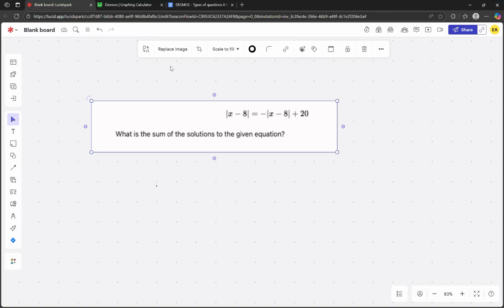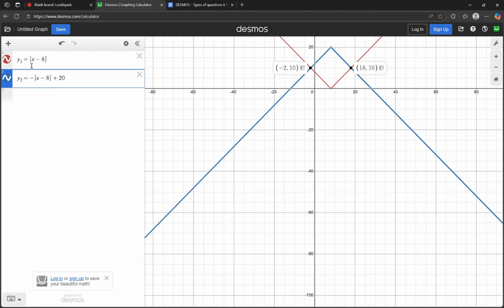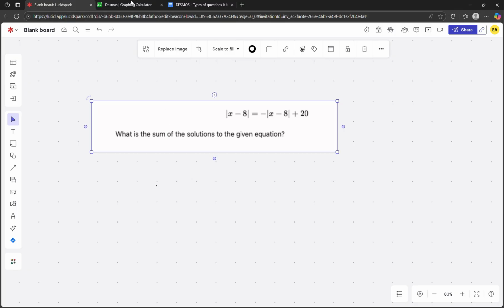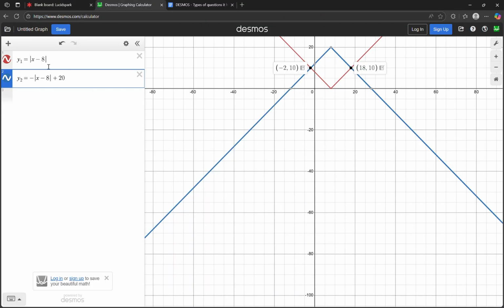For this one it says, what is the sum of the solutions to the given equation? We have absolute value x minus 8 is equal to negative absolute value x minus 8 plus 20. You could probably solve this one, but honestly just plug it into Desmos. So we're going to do y1 is equal to absolute value x minus 8, which is the first part, and then the second part is y2.